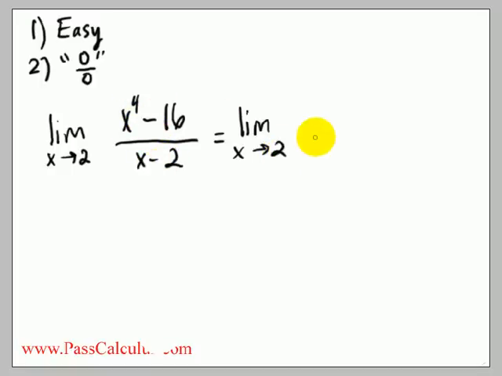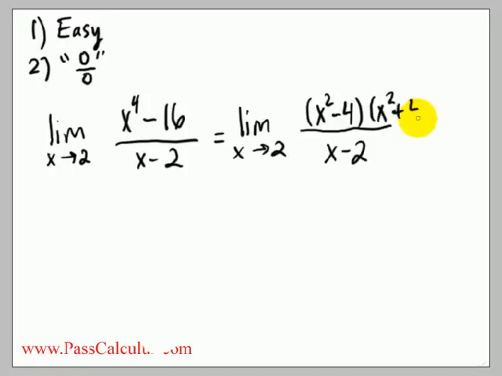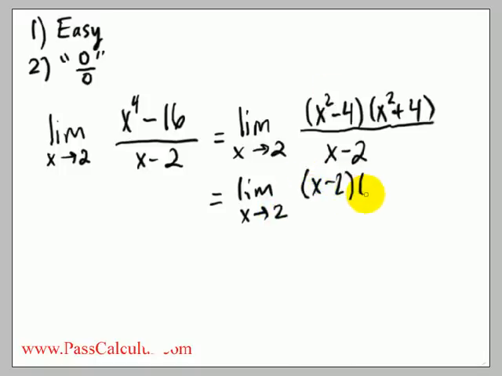Well, I can't factor the bottom, but the top I can factor. That's a difference of squares, isn't it? It's x squared minus 4 times x squared plus 4. Now, x squared minus 4, that can be factored again, right? x squared minus 4, that's x minus 2 times x plus 2. And this factor here, I'm just going to recopy it. And the bottom, I recopy as well.